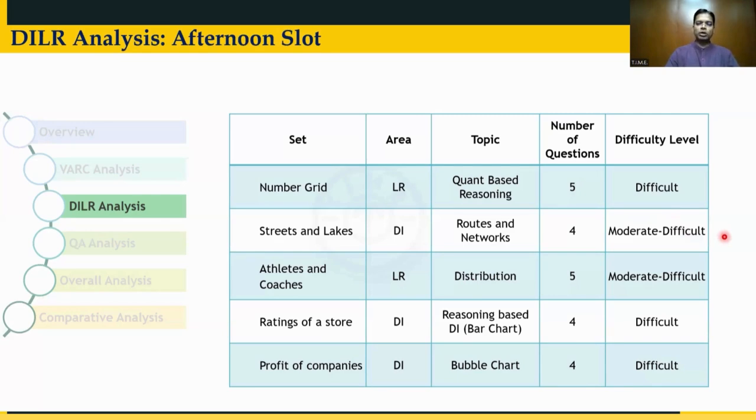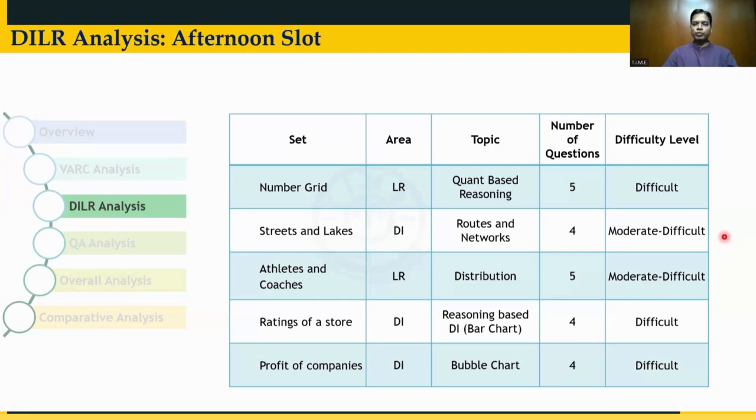There was a set on a grid of numbers, but just about 10 numbers were given from 1 to 10, and they needed to be arranged in the grid based on some conditions. This set had 5 questions, and it was quite difficult. Students said that none of the conditions given in that reasoning set helped us to start solving it. So it was like you didn't know where to start from. It was a little challenging. So this is a tough set with 5 questions.